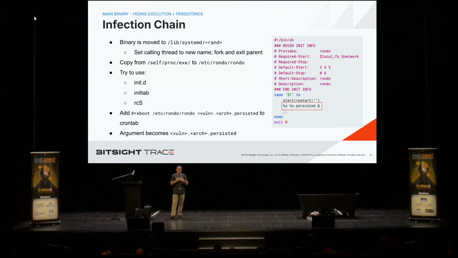On top of that, they will also try and add a reboot line in the cron that will call the binary. And I think the reason they're doing all of these things is, again, because they're targeting multiple systems. So instead of checking which system they're targeting, they just throw whatever they know works and see if they're successful. One thing to note here is you can see it's highlighted that before, the argument being passed to the binary was just the vulnerability, the dot, the architecture, but now they include the dot persisted string. So initially, your binary will be run without the persisted, and after a reboot, it will have the persisted string on it.